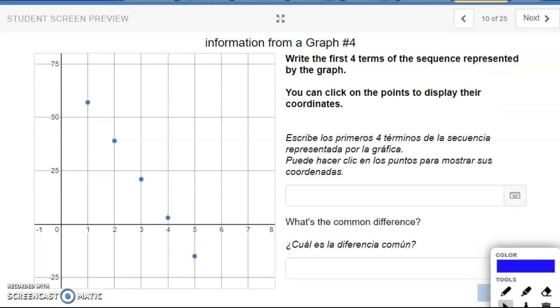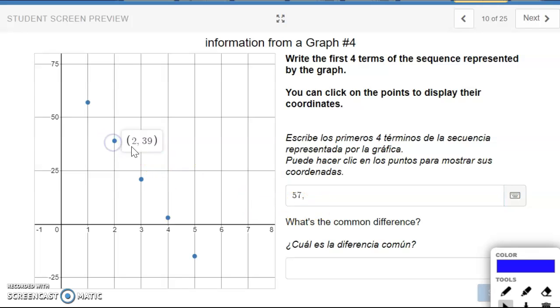Now finally, card number 10. Write the first 4 terms of the sequence represented by the graph. You can click on the points to display their coordinates. If I click on it, I see 1, 57. This tells me the first term, a sub 1, is 57. So I can type in here 57, comma. What is the second term? I can click on it.